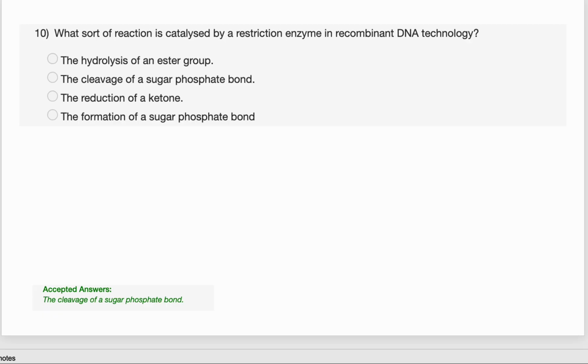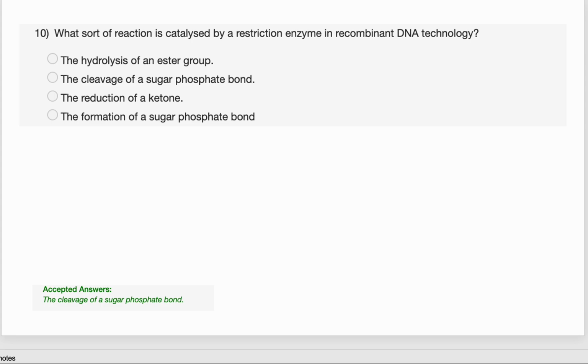The next question was, what sort of reaction is catalyzed by restriction enzymes in recombinant DNA technology? A. The hydrolysis of an ester group. B. The cleavage of a sugar phosphate bond. C. The reduction of a ketone. Or D. The formation of a sugar phosphate bond. So, restriction enzymes, they are the molecular scissors. So obviously they are not involved in formation. They cut the sugar phosphate bond.